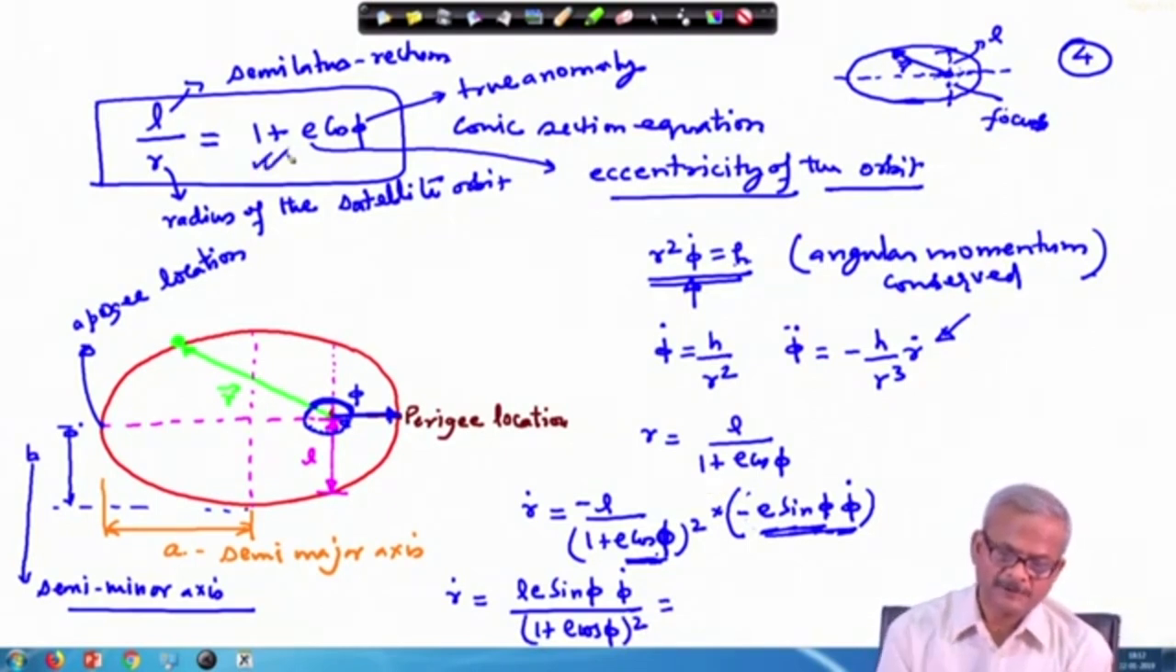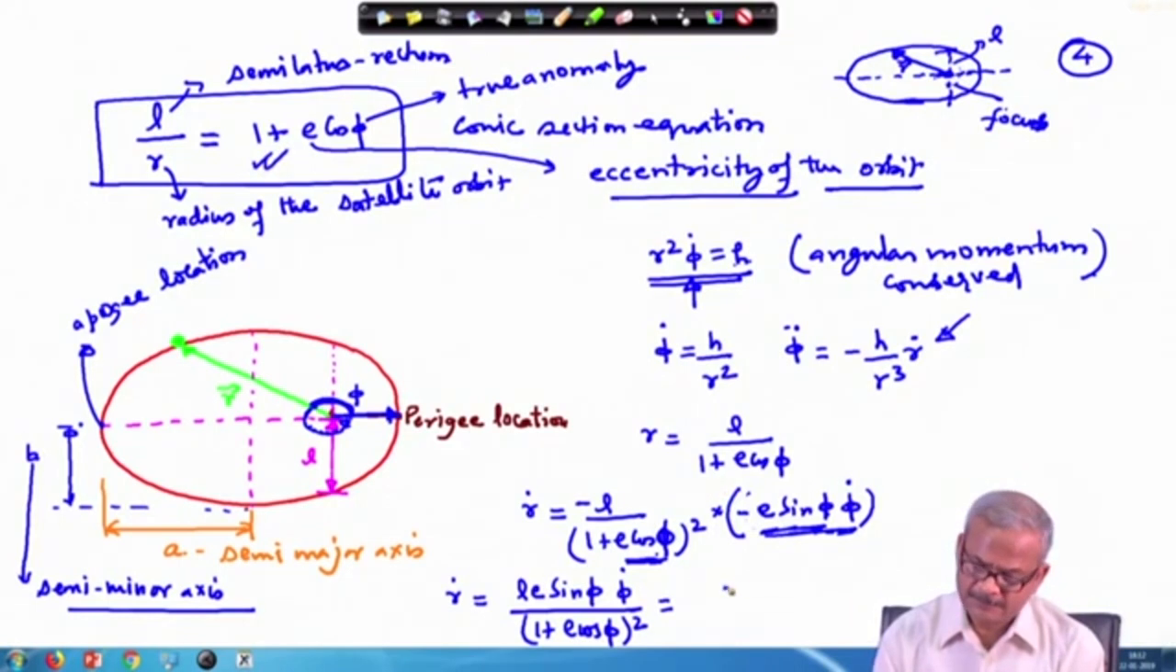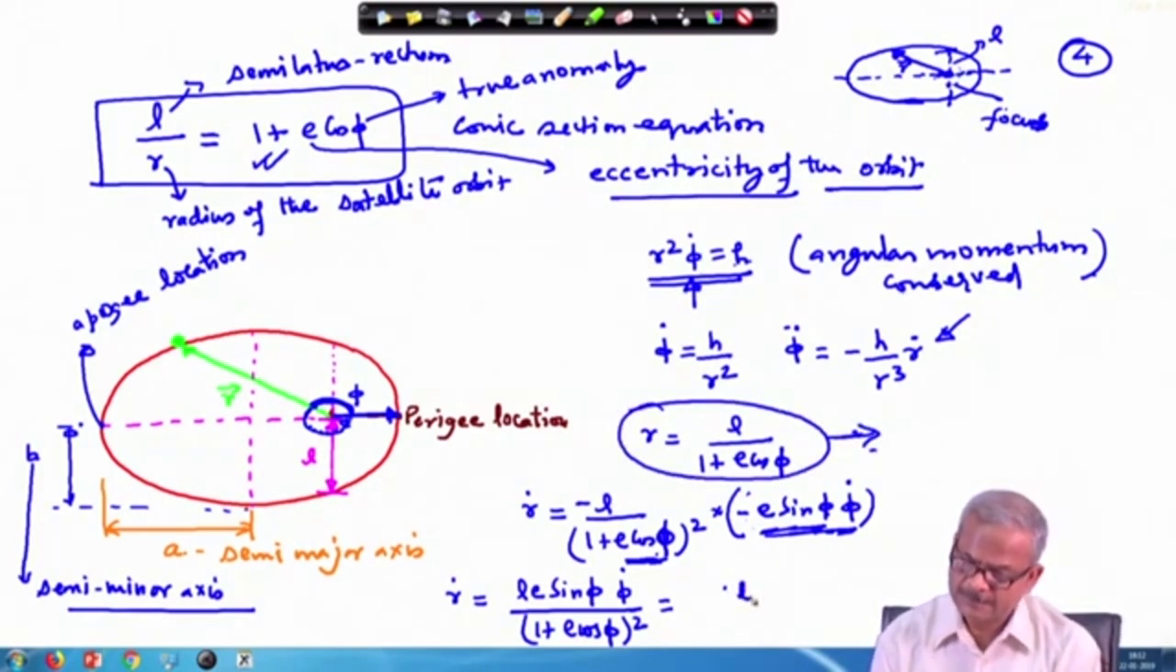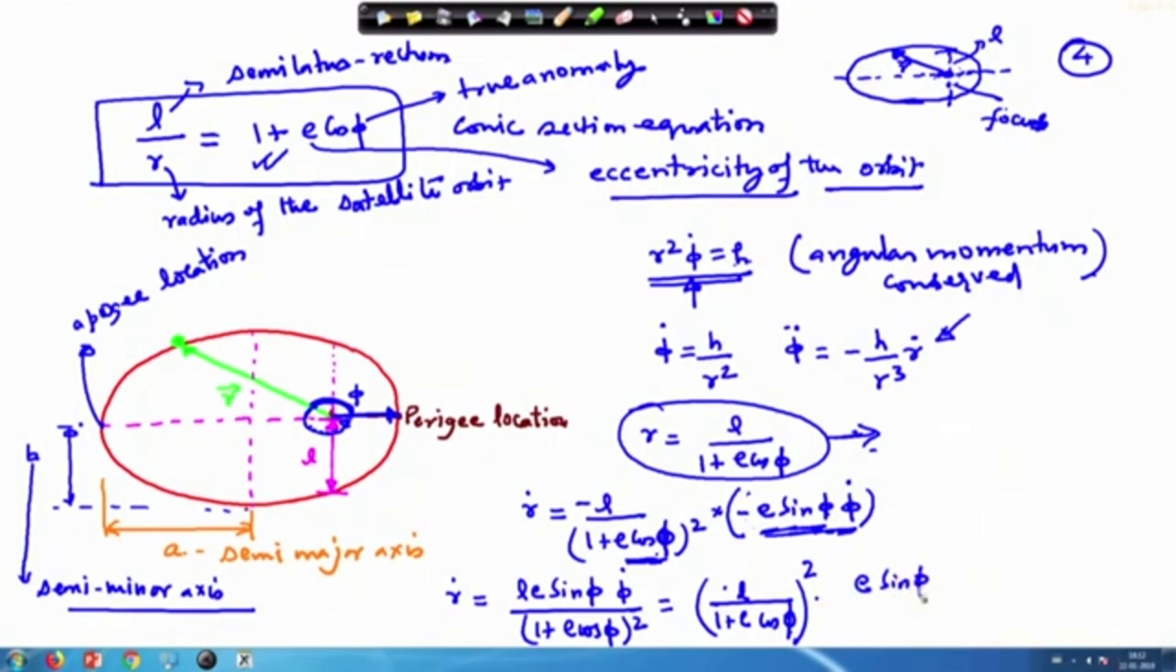Then again utilize this particular equation. So, we can write this as L by (1 plus E cos phi) whole square, and then the rest of the things on this side: E sin phi times phi dot divided by L. For E sin phi times phi dot we have taken here L, because the L square term is getting introduced here. So, therefore, we have divided here by L. So, this can be written as r square E sin phi times phi dot divided by L.